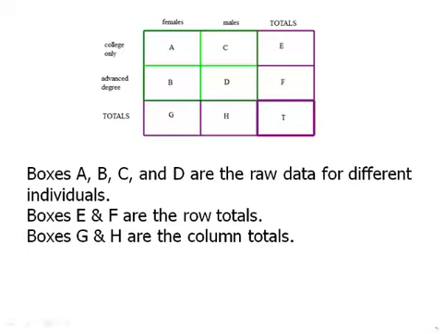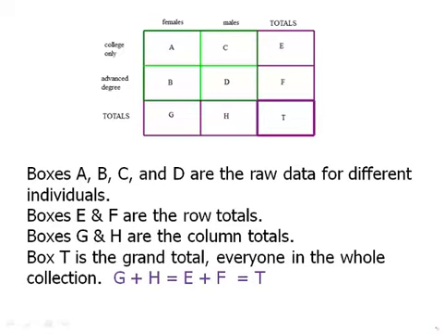G and H are the column totals, so we add down to get everything at the bottom. A plus B equals G. C plus D equals H. So G would be the total number of females. H would be the total number of males. In both those cases, we're just lumping everyone of all the degree levels together.